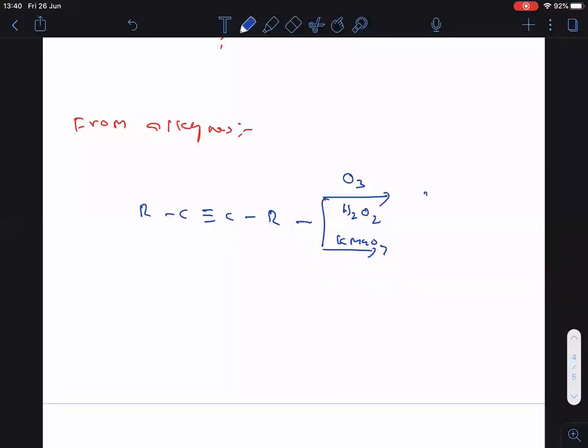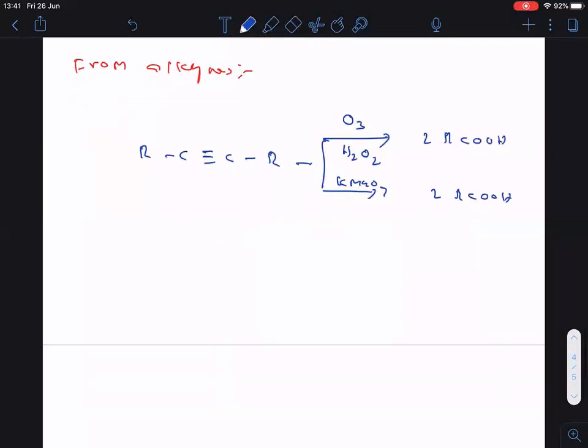Remember, in both the cases, we will get 2 moles of RCOOH only. Ozonolysis is very important to us. KMnO4 is not that important, but ozonolysis you have to take care. So now we are going to take some examples on ozonolysis.